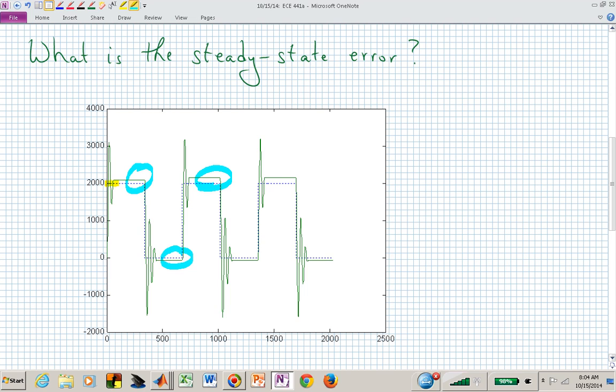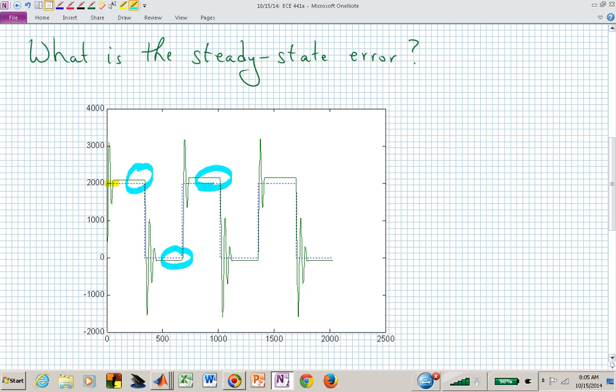I didn't label this, but let's say the vertical axis is counts. How many counts is the steady state error, roughly? Just an eyeball. 100. It's maybe a tenth of the way up towards 3,000, and we were wanting to approach 2,000, and maybe we have a steady state error that's 100 counts. That may or may not be acceptable.